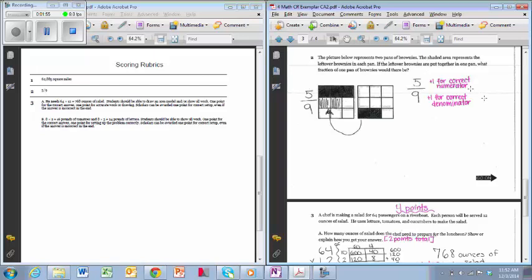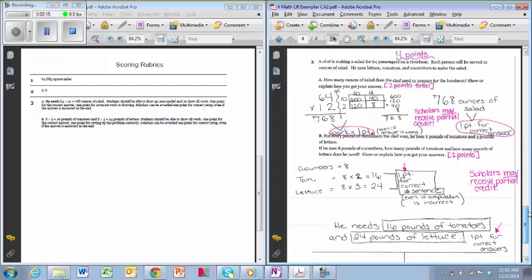So you should award 1 point for the correct numerator and 1 point for the correct denominator. So for example, if they write something like 5/18, you can award them 1 point, but not both points. If they write something like 2/9, you can award them 1 point, but not the other point.